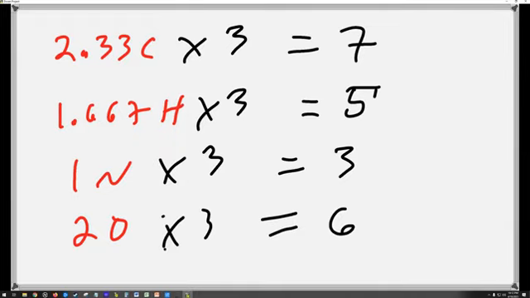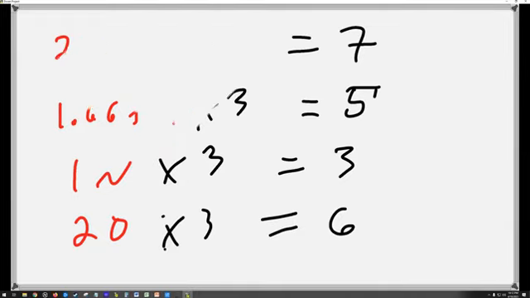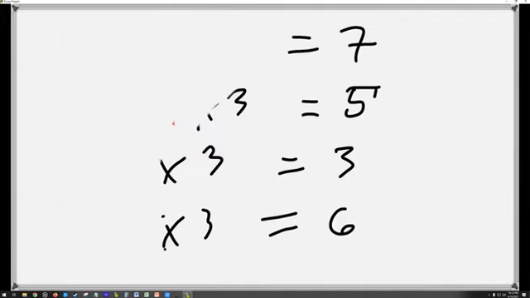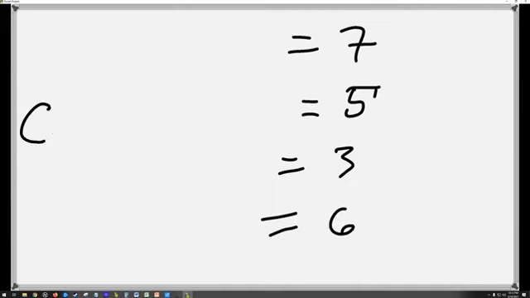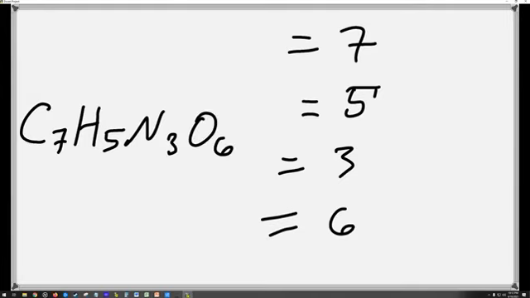All right, so let's write our formula. Let me clean this here. I need some room to write the formula. So let's write the formula, and then I'll have you identify it. C7H5N3O6. All right, that's our formula.